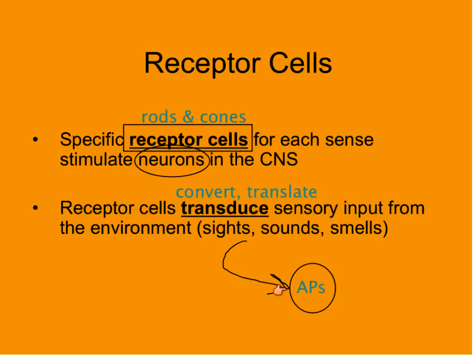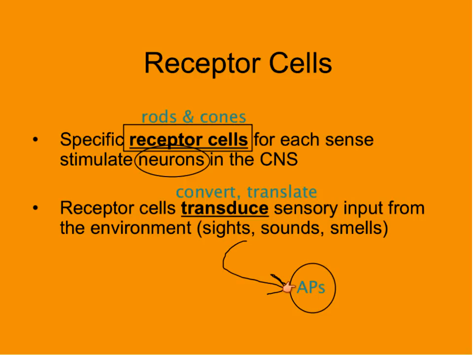Okay. Any questions about receptor cells or transduction, what that's about and why it's important? Again, it's converting it, and why it's important is because we have a central nervous system that speaks the language of action potentials. It doesn't speak any other language.